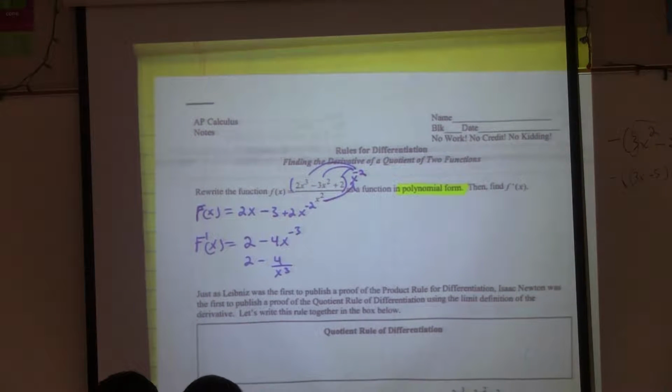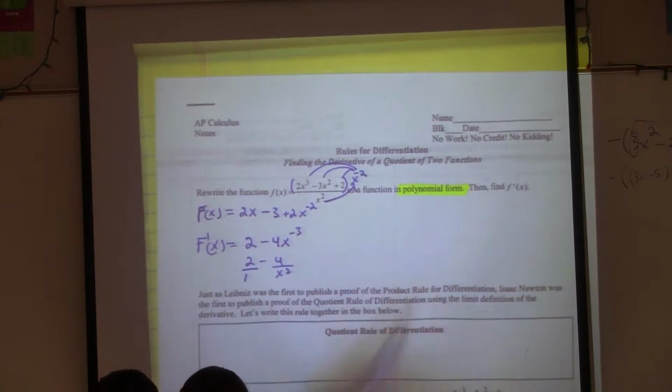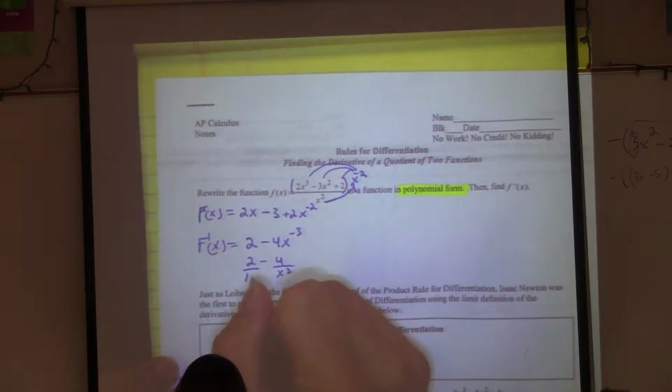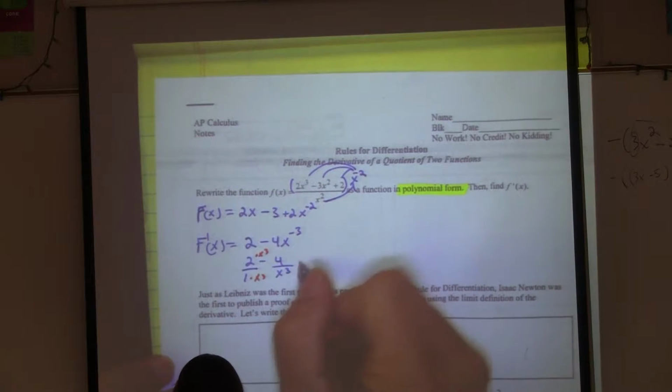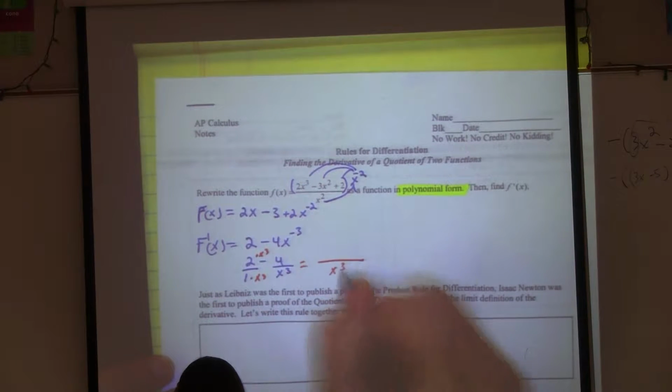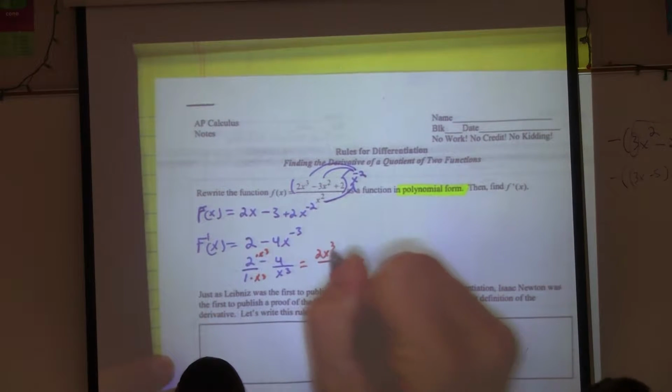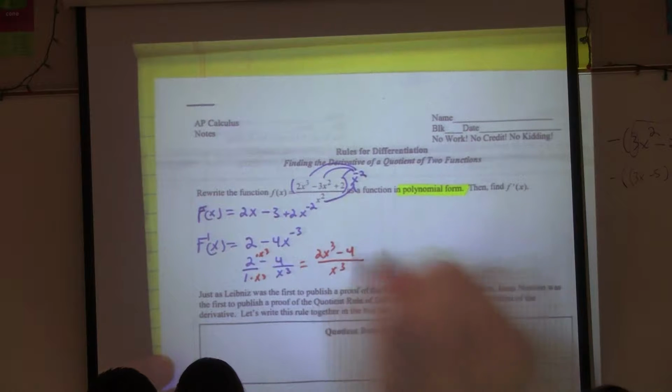And I want it to be one single fraction. So what am I missing? 2x to the third. We've got to multiply by x to the third, right? So we can get a common denominator. And x to the third, so we end up with 2x to the third minus 4.